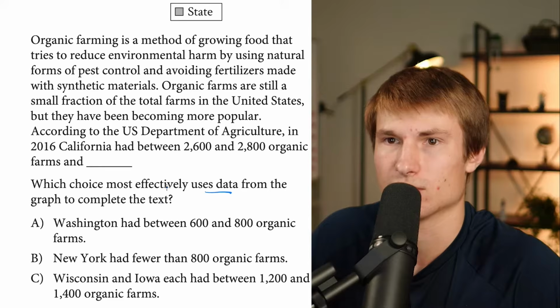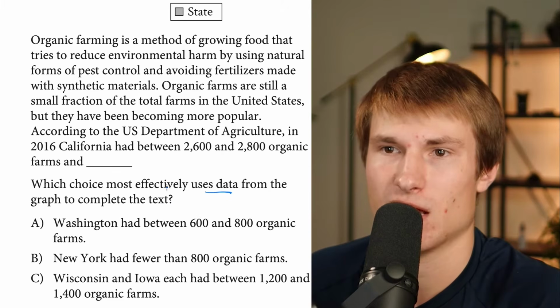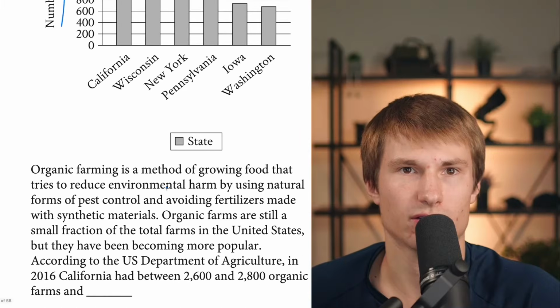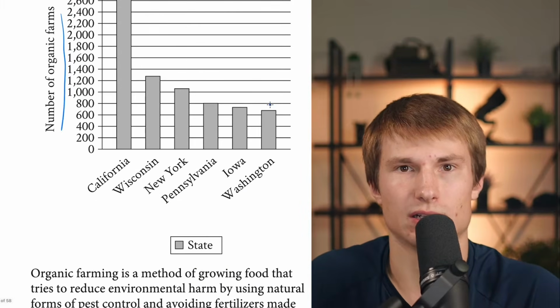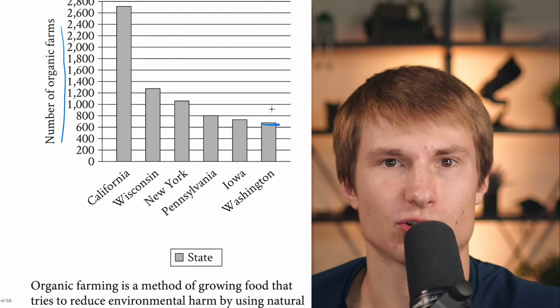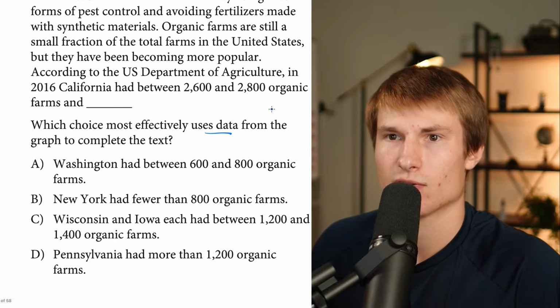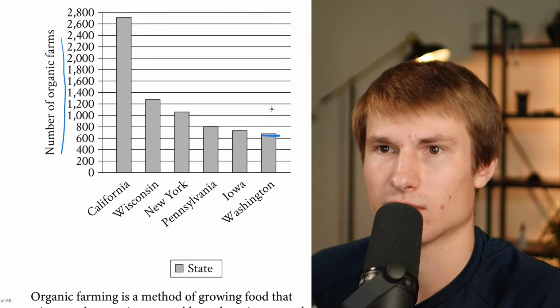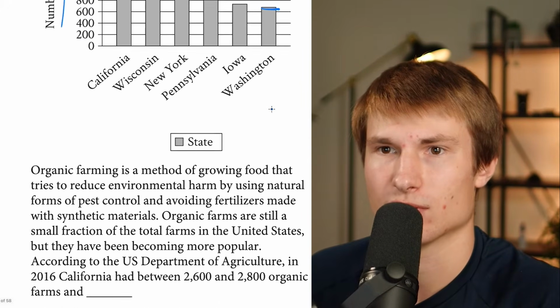Which choice effectively uses data from the graph to complete the text? We have option A, Washington had between 600 and 800 organic farms. If we go up, we see that Washington did have between 600 and 800, so that is true factually. Let's take a look at our other options. We have New York had fewer than 800. If we go up, we see New York is at about 1,100, so that would be wrong.